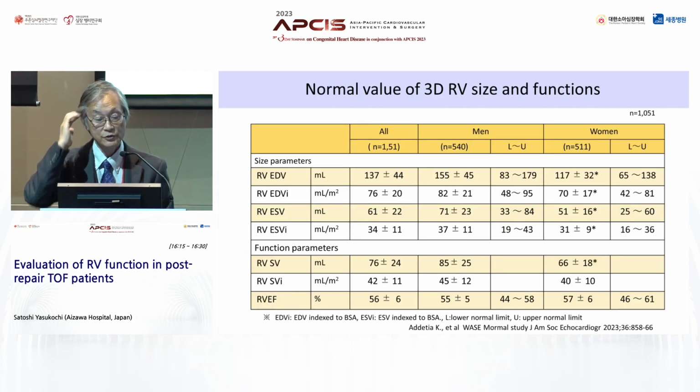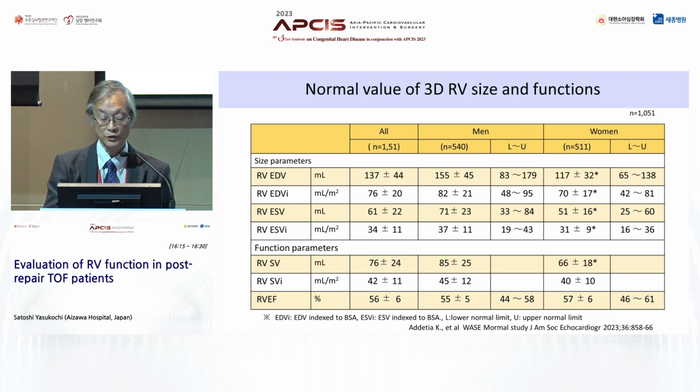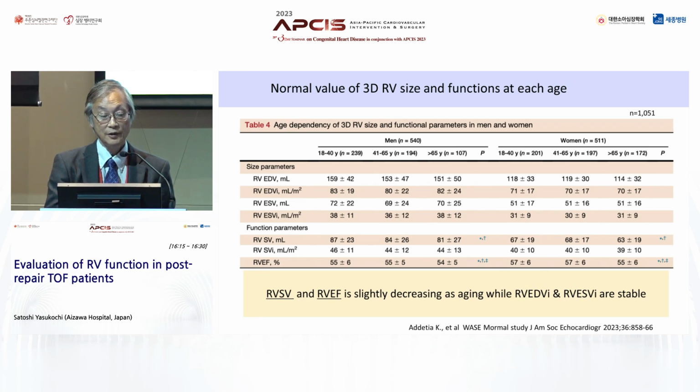These are the normal values for 3D RV size and function in a total of 1,051 subjects, and there were gender differences. The RV-EDVI is almost 155 for men and 170 for women. These normal values of 3D RV size and function differ at each age. RV-SV and RV-EF slightly decrease with aging, while RV-EDVI and RV-ESVI are stable.